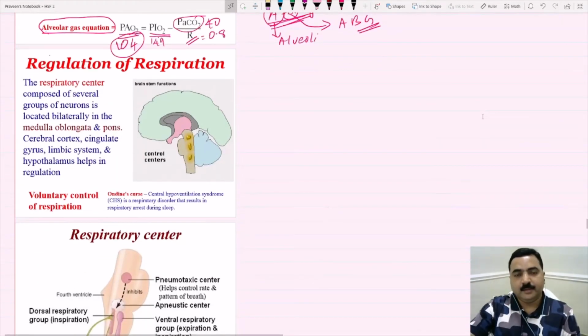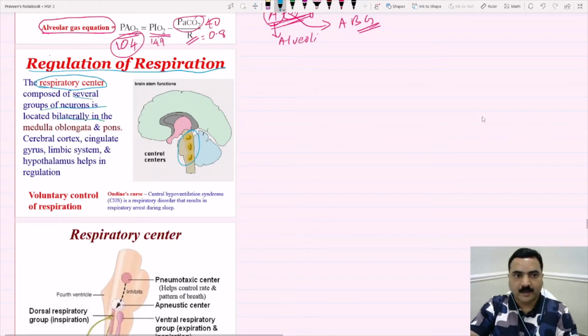Now we go to the next topic, that is the regulation of respiration. It happens mainly in the pontomedullary region, where we have the respiratory center. The respiratory center is located in the pontomedullary region. It is composed of several groups of neurons located bilaterally in the medulla and pons. That's why we refer to the pontomedullary region.